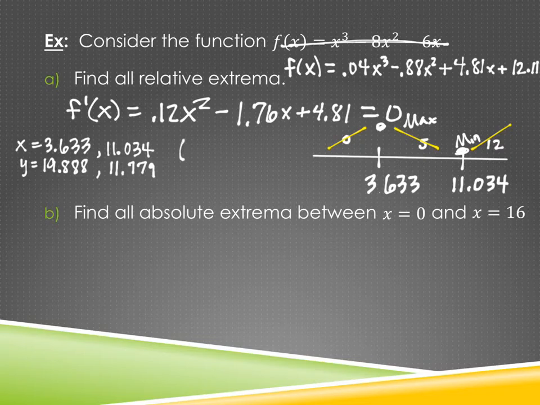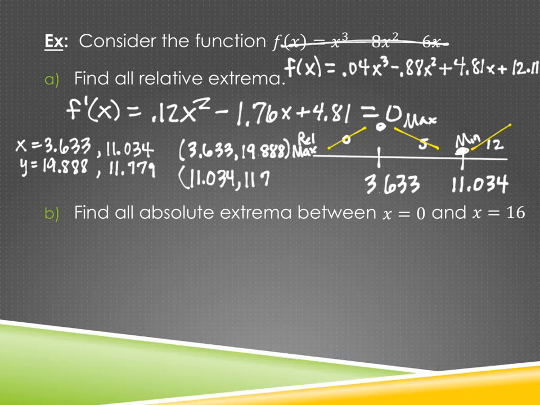So I had the point 3.633, 19.888, and this one is a relative maximum, like Lainey pointed out. And then the other one, 11.034, 11.779, and this one is a relative minimum. That's part A, the relative extrema.